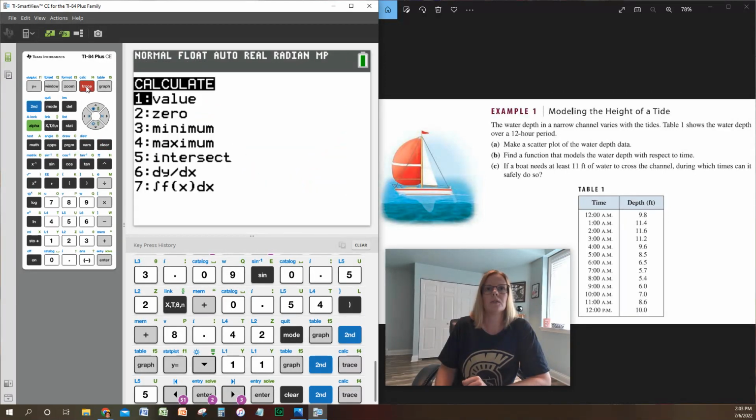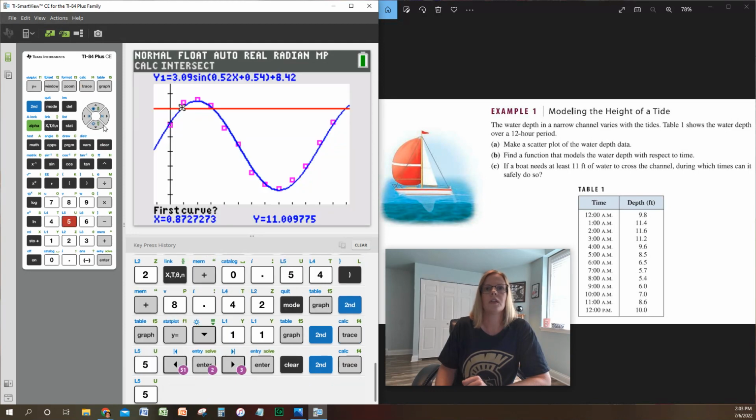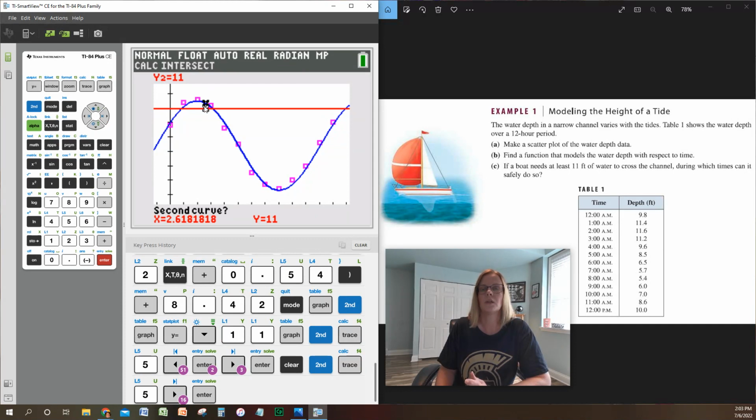I'm going to do second calc, option 5, and this time I'm going to arrow over on the blue line so it's closer to that other point of intersection where the two lines cross. Hit enter. It automatically goes to the red line. Hit enter. And when it says guess, you can scooch the cursor over a little closer to the intersection, then hit enter again. And there you go. At the bottom of the screen, it says X equals 3.10. So again, write that value down because that's your second time when the depth of the water is 11 feet.